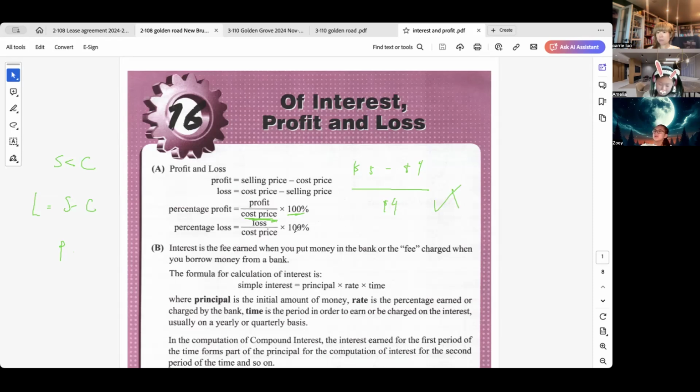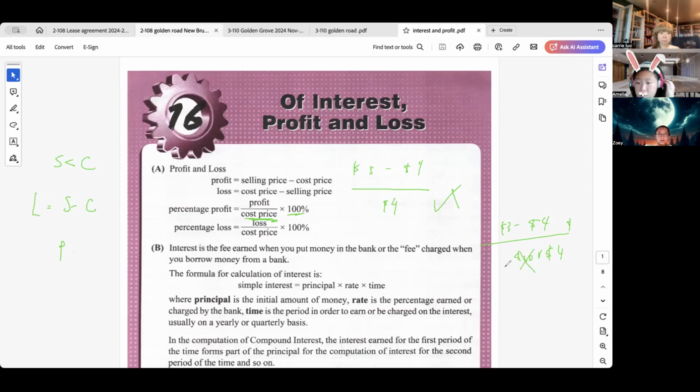Because when you are losing money, your cost of this chocolate is $4, right? But it's about to expire, and right now you cannot sell it for 5, you sell it for 3. Correct? So you're losing $1. So is it divided by 3 or divided by 4, Amelia? Divide by 3.